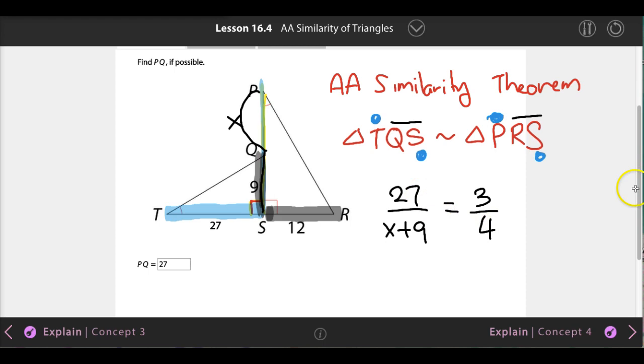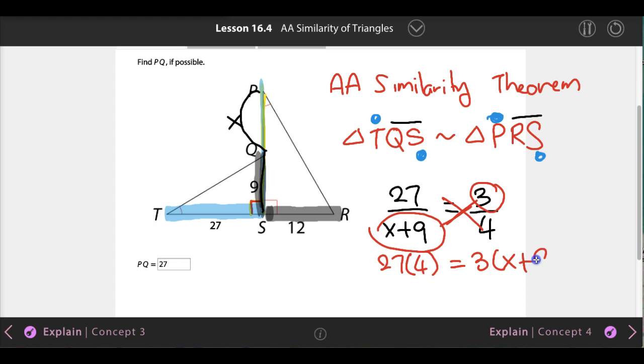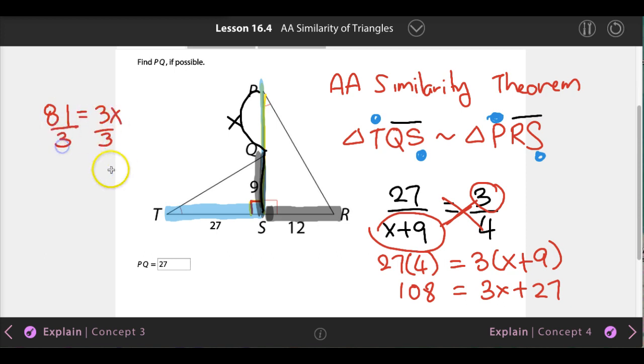So now let's go ahead and cross multiply. So 27 times 4 is equal to x plus 9 times 3. Or 3 times x plus 9, same thing. So when you multiply, it's going to be 108, and that's 3x plus 27. I subtract 27 from both sides. I got no space, so I'm gonna go here. So that would be 81, and that equals 3x. I divide 3 from both sides, and x is now equal to 27, and that's how I got it. All right?